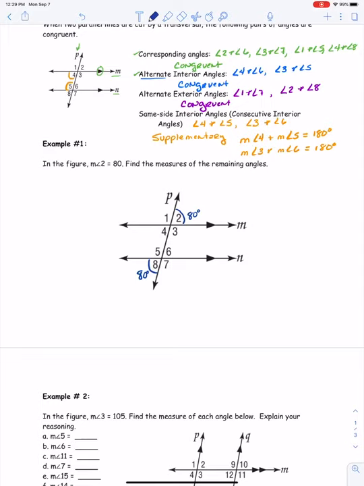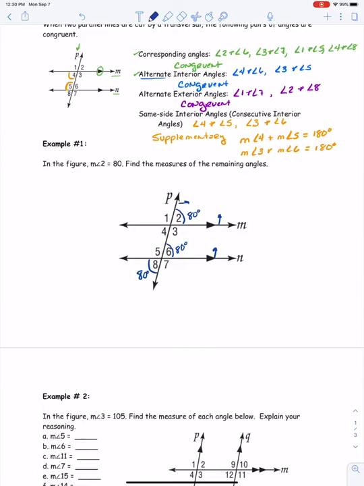Now, we can also use angle 2 again, and we can this time look at corresponding angles. So angle 2 is on top of M and to the right of line P. So we want to go down to line N. We want to look for an angle that's on top, which is angle 6, and isn't 6 to the right of the transversal P? So we know that the measure of angle 6 is also going to be 80 degrees.